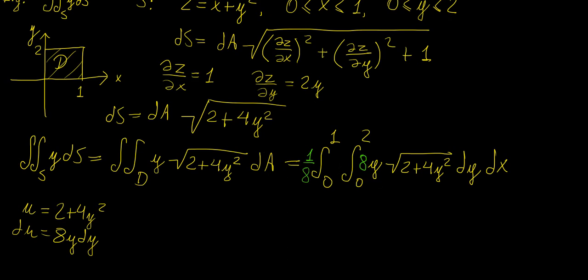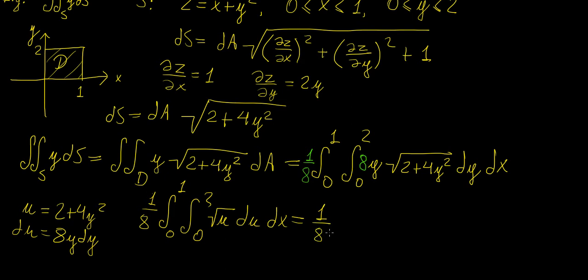So now that we have this, we can replace the integral by this. We're going to have 1 over 8, the integral from 0 to 1, of the integral from 0 to 2. And now this here times that is going to be du, and then the rest is just going to be u. So we have square root of u du dx, and then this is going to be 1 over 8 of the integral from 0 to 1.